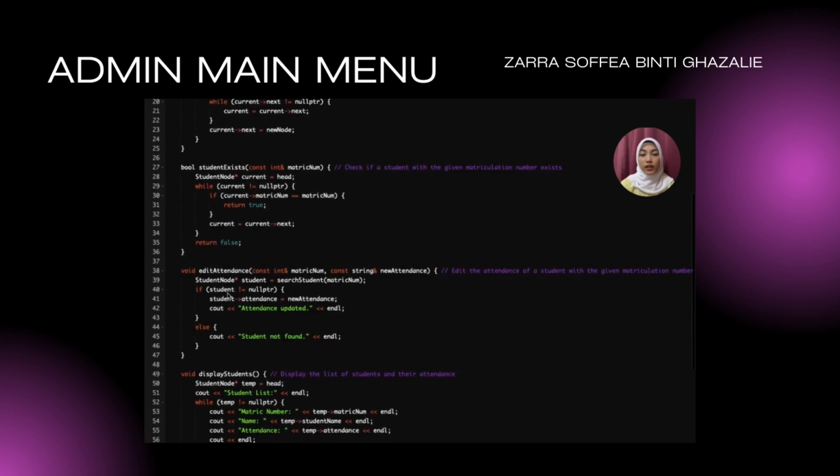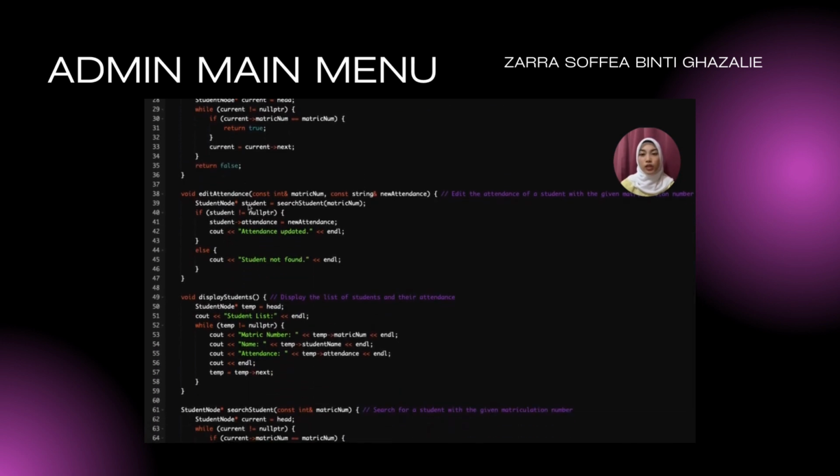Next, the edit attendance function allows the user to modify the student attendance using the search student helper function. This function will search using the given matriculation number. If the student is found, the program will return a non-null pointer value and update it with the new value. Otherwise, a message will be displayed that the student is not found in the list.